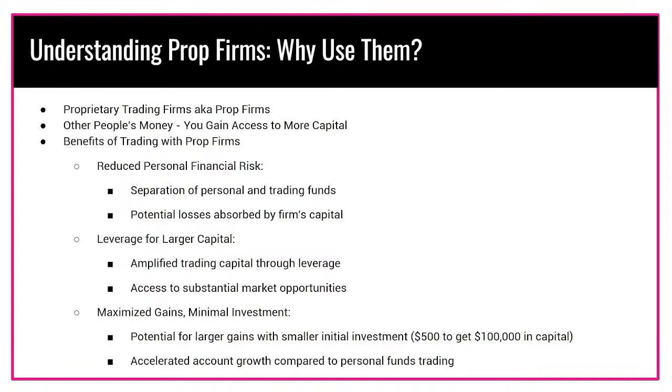Second, a small amount of money gains access to larger capital to trade with. Many prop firms provide traders with leverage, allowing them to access significantly larger trading capital than what they would have access to on their own. This leverage amplifies trading potential and the ability to pursue larger trading opportunities, as well as larger gains. Third, larger gains from a smaller investment. With the increased trading capital, traders can potentially achieve larger gains even with a smaller initial investment. This offers the chance to grow their trading accounts more quickly than if they solely traded their own personal funds. We'll get into that a little bit more later.